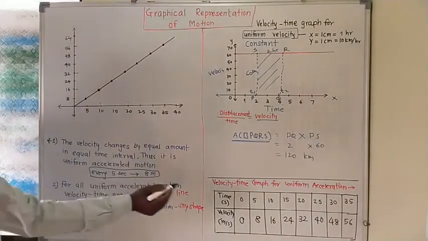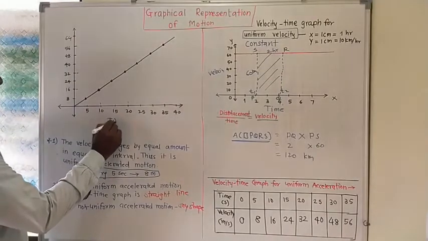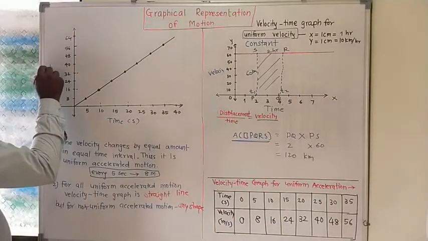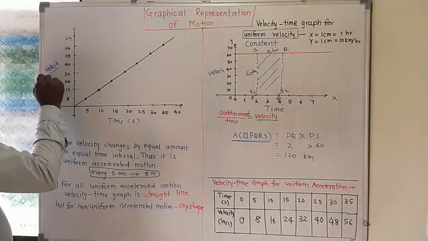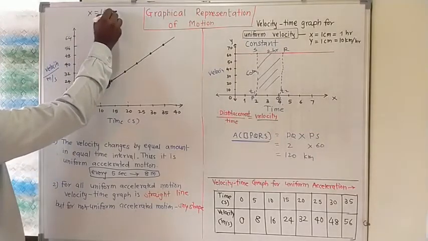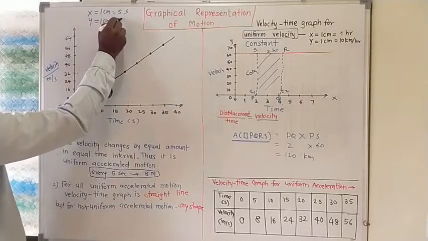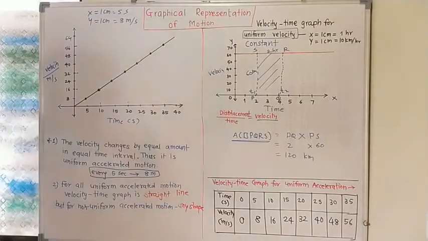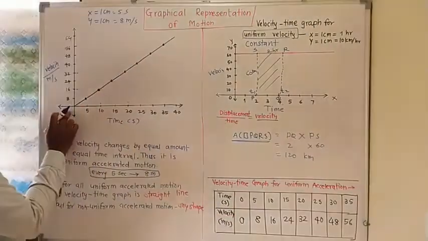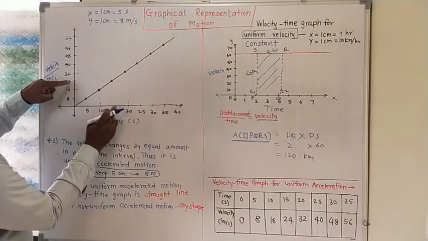See here, we are going to plot a graph. On the x-axis, we are considering time, which is in seconds, and on the y-axis we have velocity, which is meter per second. So what is on the x-axis? On the x-axis 1 centimeter is equal to 5 seconds, and on the y-axis 1 centimeter is equal to 8 meter per second, that is the velocity. So first 0 0, 5 8, 10 16, 15 24.